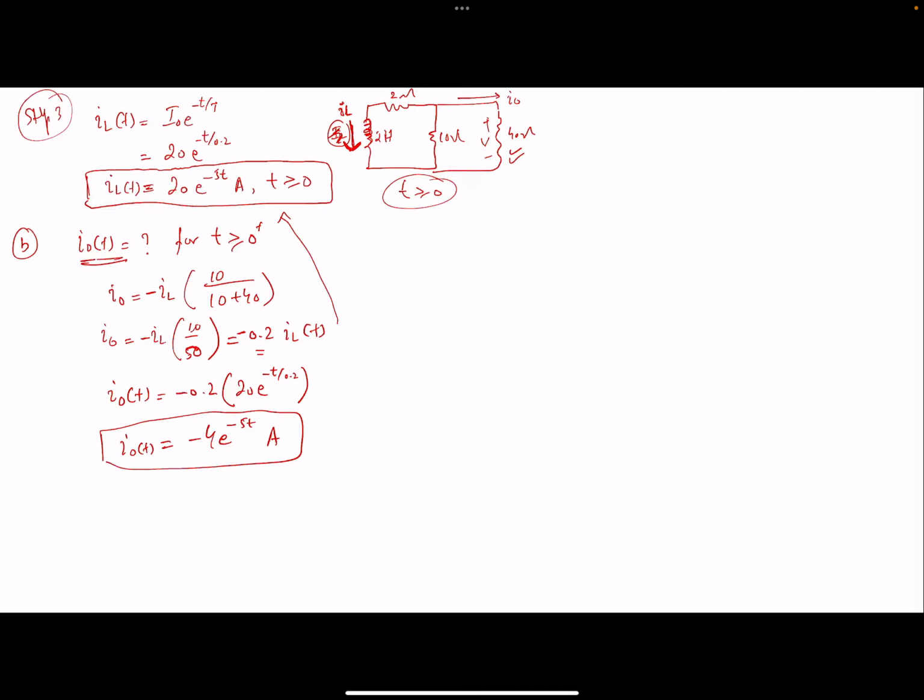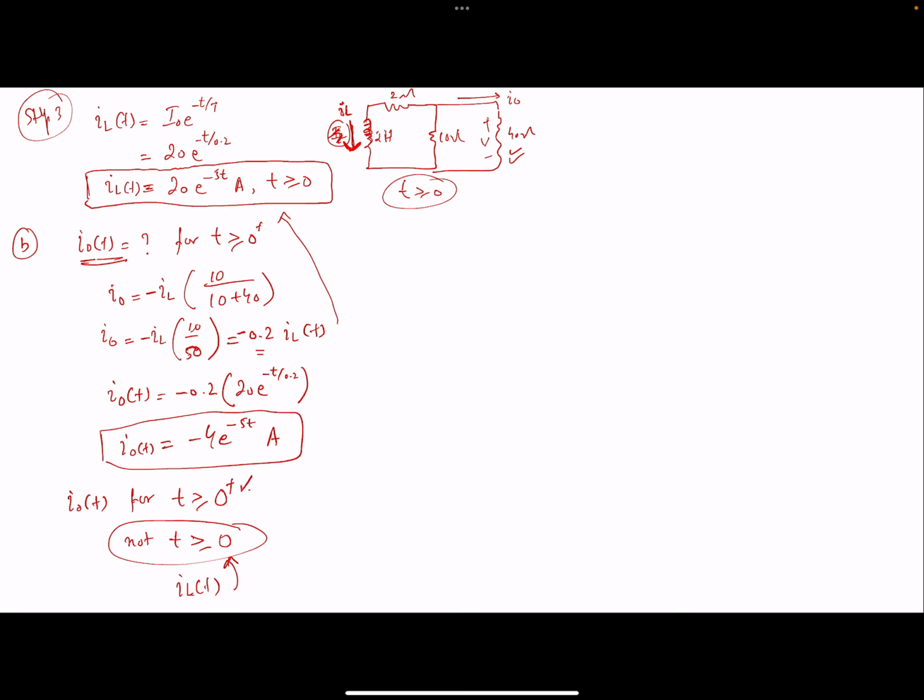One important point over here: why was it asked to find the value of I naught for t greater than 0 positive, and not t greater or equal to 0, right? IL of t was for t greater or equal to 0, but I naught is only for 0 positive.